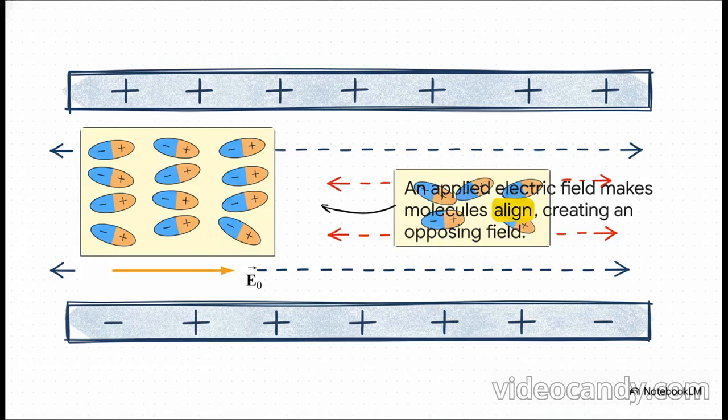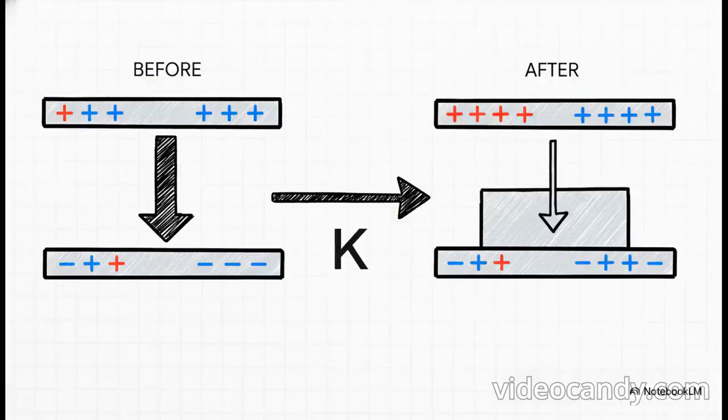And when they do that, they create their own small internal electric field that actually pushes back against the main one. And here's why that matters. This is the key takeaway. The dielectric's own little opposing field actually makes it easier to pack more charge onto the capacitor's plates. So what does that mean? It means we can get way more storage without having to crank up the voltage. And we measure this boost with a number we call the dielectric constant, or kappa. The higher that number, the bigger the boost you get.